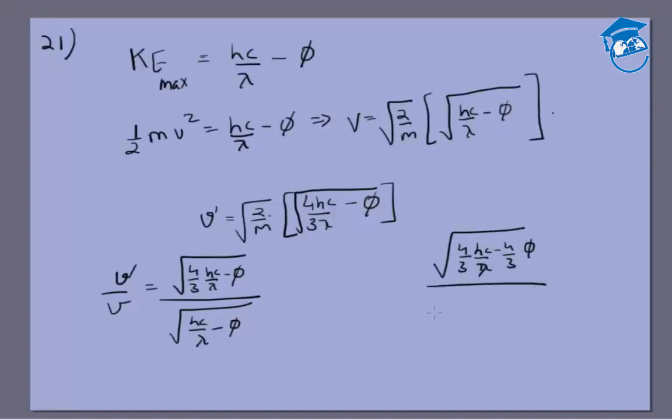Let's just look at this for a second, divided by root of hc by lambda minus phi. We know what this is. This is equal to root of 4 by 3 because root of hc by lambda minus phi will cancel. So this is equal to root of 4 by 3.